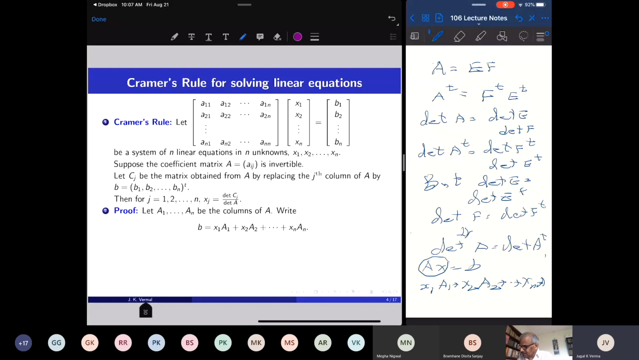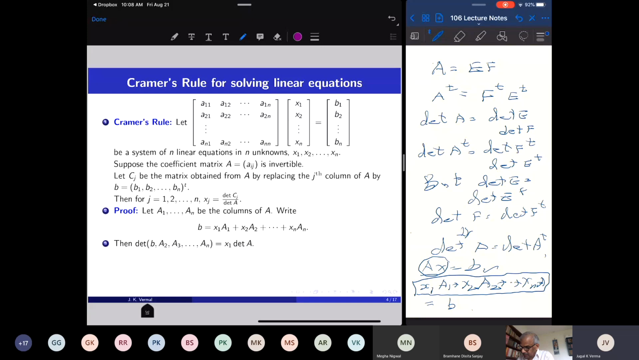Well, the first component of Ax, which is B1, will be: take the first row of A and take the dot product with x. The second component of B will be the second row of A, take the dot product with x, and so on. That is one way of understanding Ax equal to B. Another way of understanding is that Ax is actually a linear combination of its column vectors, and the coefficients are the unknown quantities x1, x2, xn, and this is equal to the vector B. Okay, so B is equal to this.